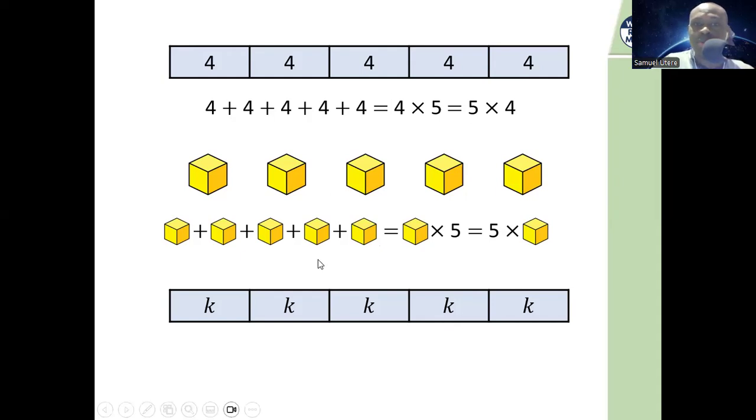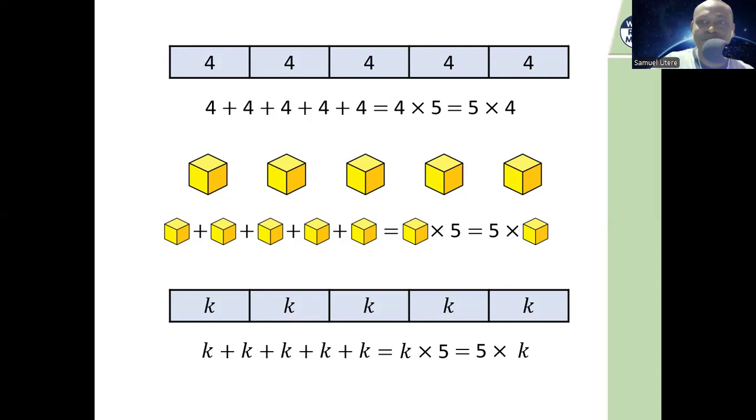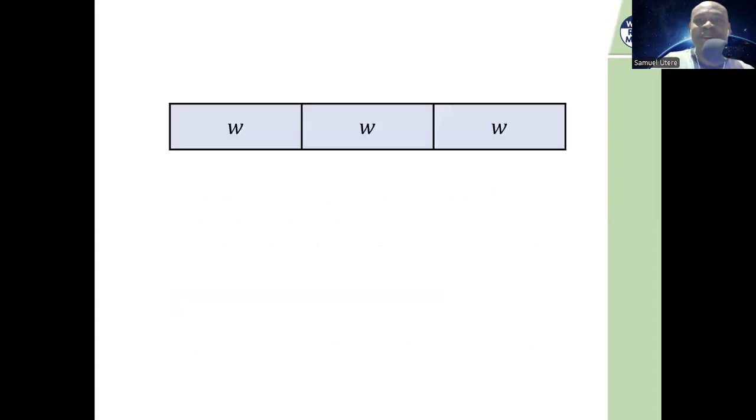Okay. So for this one, we have K in all of the boxes. Now remember, we could add all the boxes up, which is K plus K plus K plus K plus K, 5 Ks. We can write it like that, or we can write it like this. Commutative. Remember that word. I keep using it. I like the word. Okay. Right. What about this one?